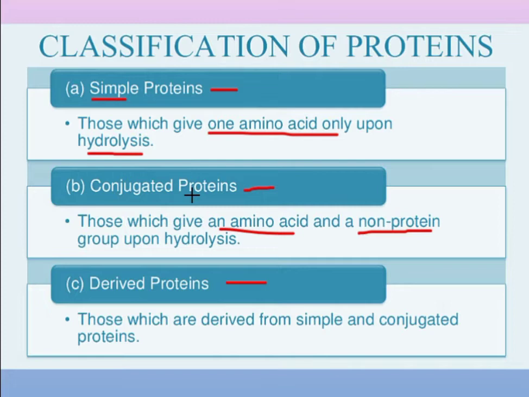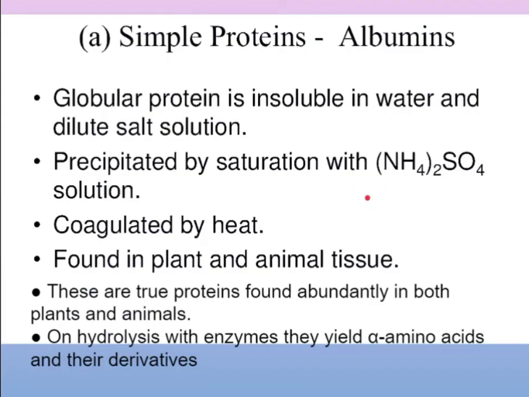Then next, you also have your derived proteins. These are a combination which is derived from simple and conjugated proteins. So those are the three major classifications of proteins based on the structure. So, pasok tayo sa simple proteins. First, we have here your albumins.